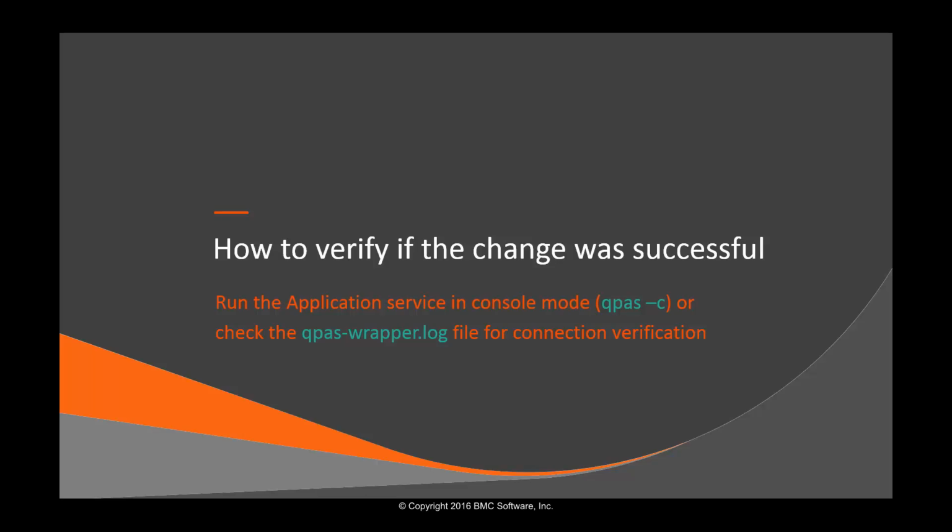And finally, how to verify if the change was successful. Run the application service in console mode, qpas -c, from the command line, or check the qpas-wrapper.log file for connection verification. If you see in the log file that it says application service ready, that means the application service has come up and is ready to listen for connections. If you see some errors or the application service exits because it can't connect to the database, there's a problem and you need to work with your DBA in order to get the correct information.